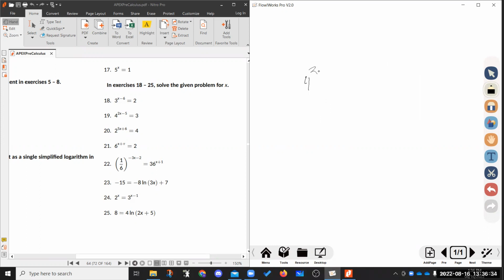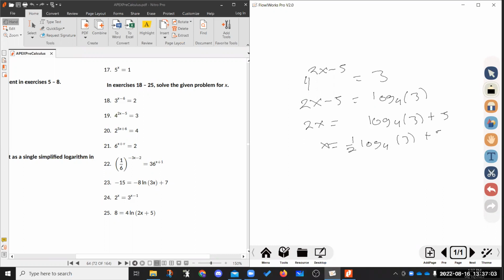Four to the 2x minus 5 is equal to 3. So this is going to be log base 4 of 3 is going to be 2x minus 5. 2x is equal to log base 4 of 3 plus 5. X is equal to 1/2 log base 4 of 3 plus 5/2.